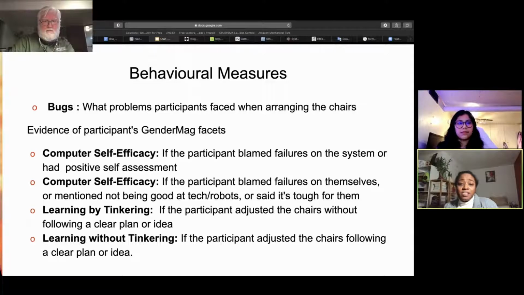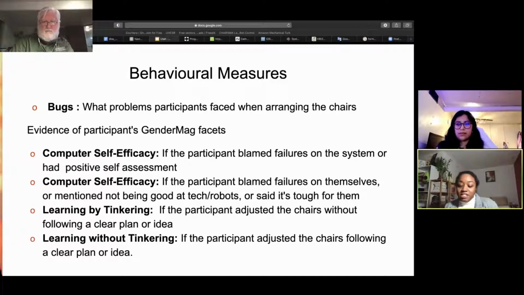So in the study, we had 2 measurements. We looked at the problems, or the gender bugs, that participants faced, and we coded them, and we ended up having 4 problems that participants faced overall, regardless of their gender. And then we looked at evidence of their GenderMag facets, so we looked at whether they are Abby-like or Tim-like, and we didn't care about their gender.